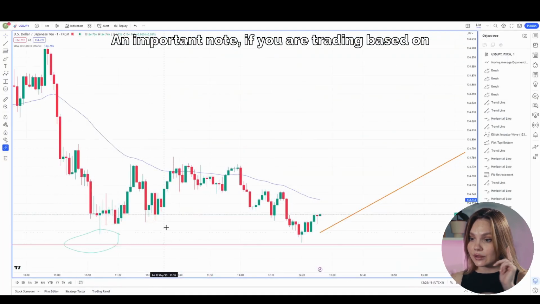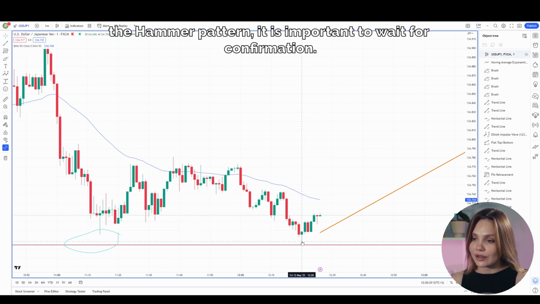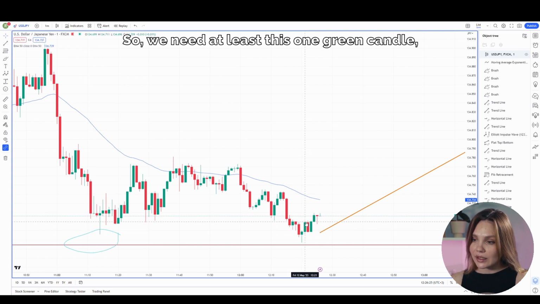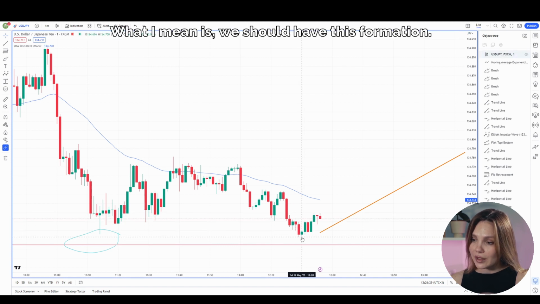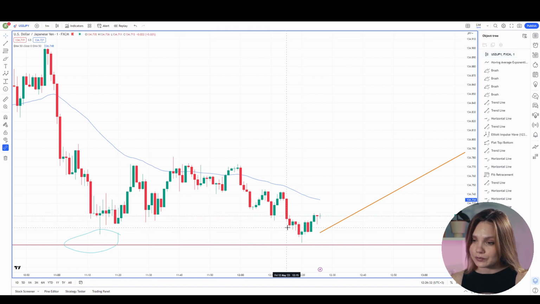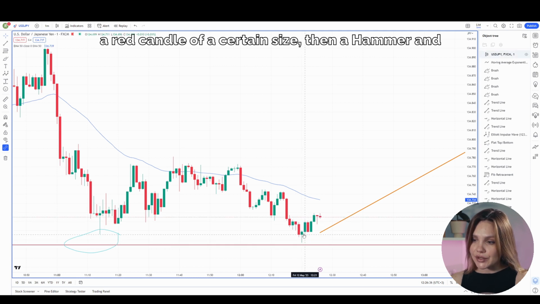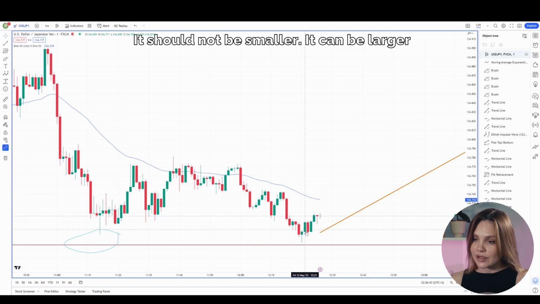An important note, if you are trading based on the hammer pattern, it is very important to wait for confirmation. So we need at least this one green candle, which would be equivalent to the red candle before the hammer. What I mean is, we should have this formation. In other words, we see a red candle of a certain size, then a hammer, and a green candle that is exactly the same size as the red one. It should not be smaller. It can be larger or exactly the same size as the red one.